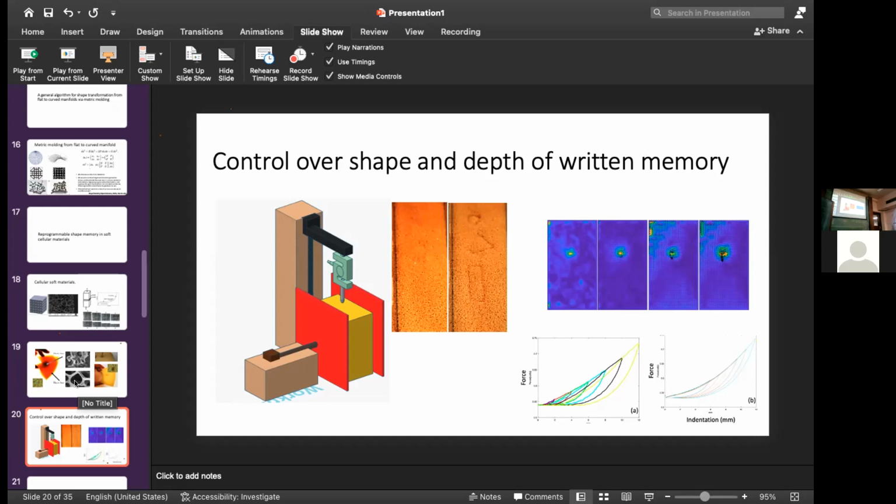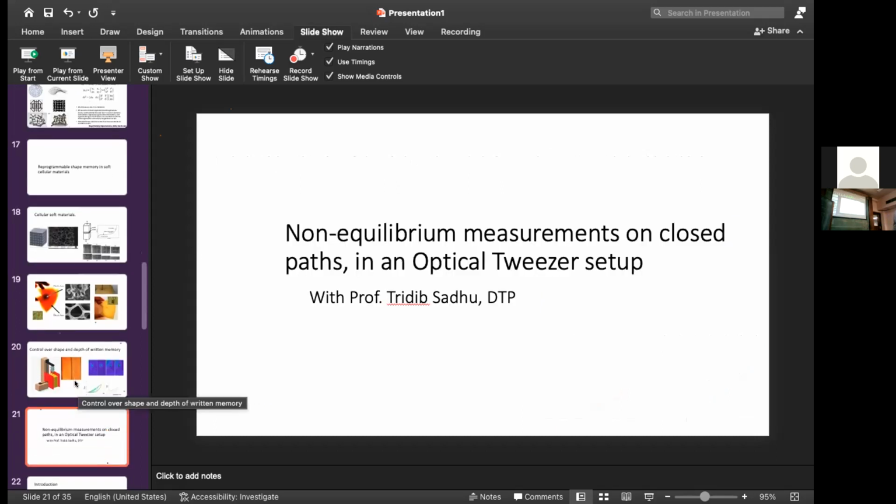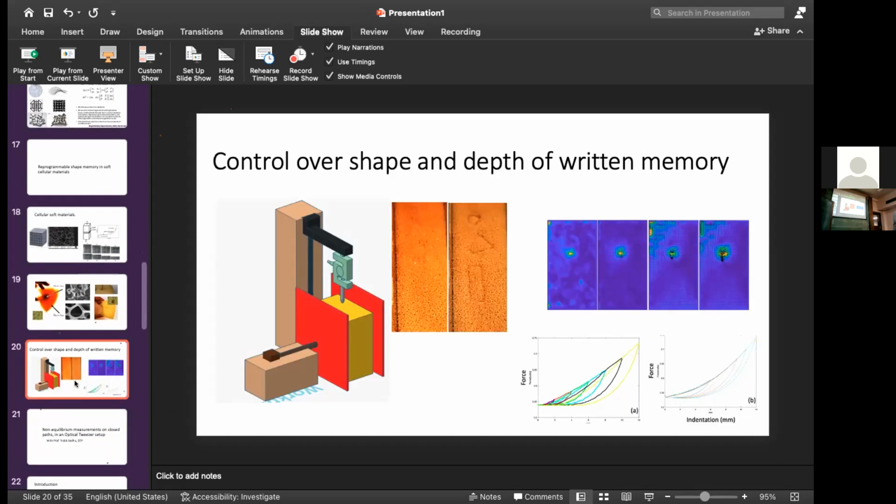There is some limit to how much can be stored. The edges will start playing a role if I compress it to an extremely huge depth. So this is one project that we are writing.